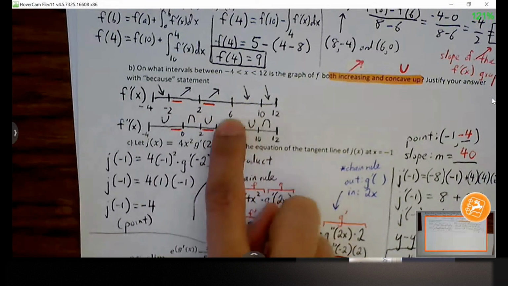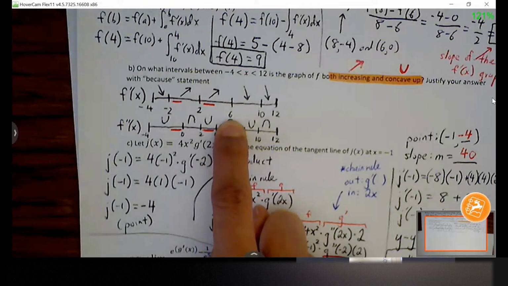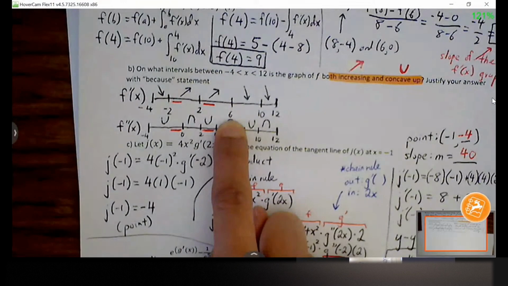So we only care about relative max. We only need to worry about 6. 6 is the only relative extremum that has a chance of being the absolute max. None of these other points has a chance. So we only need to worry about 6. Does that make sense?